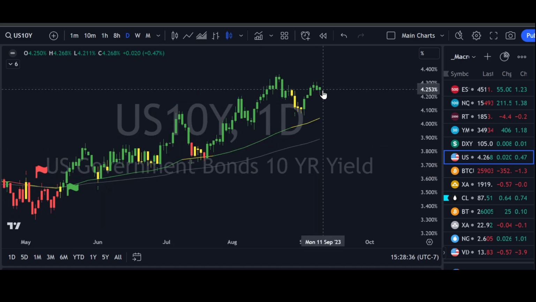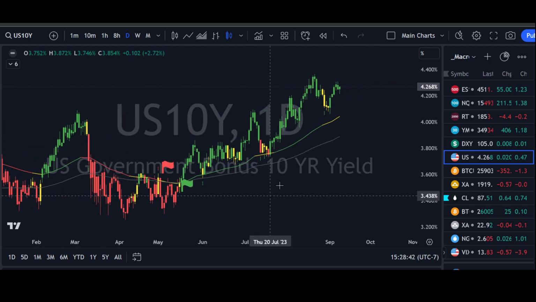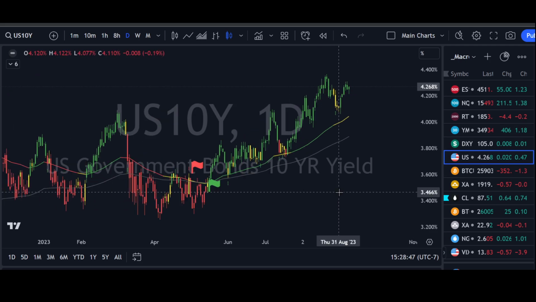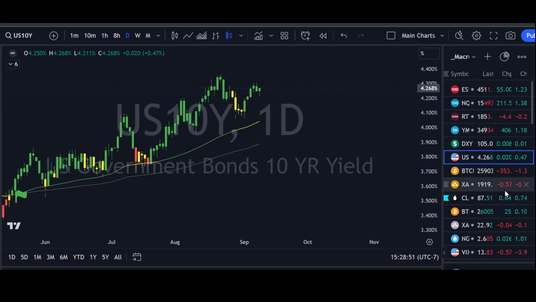We could see some downside here on the 10-year, and so I would watch out for that. But the tide is still strongly bullish, and so I would expect the yield to continue to increase in the near to medium term.